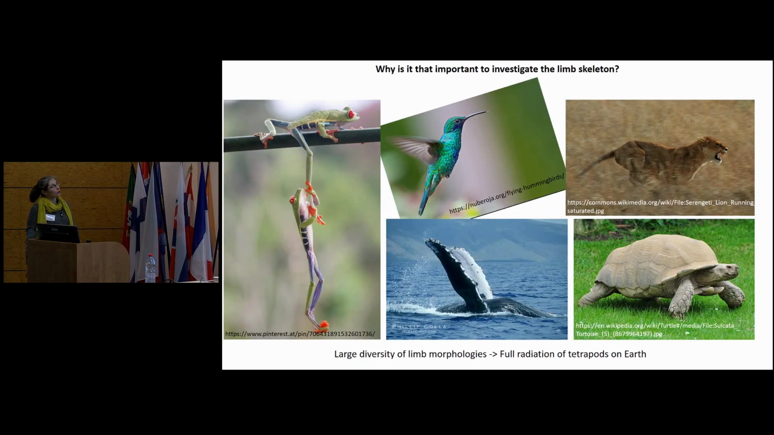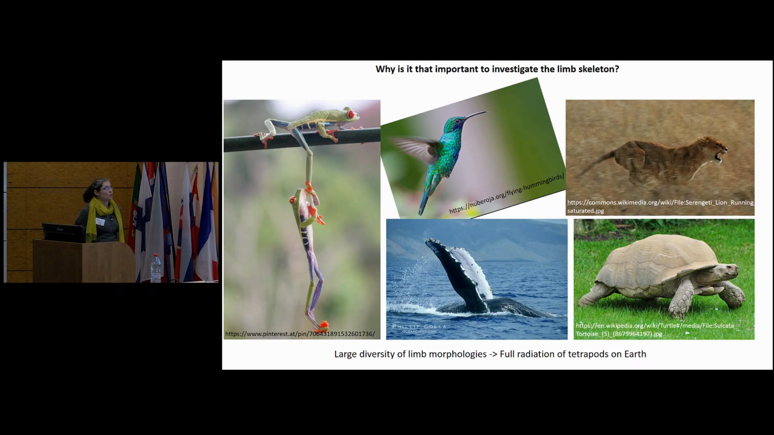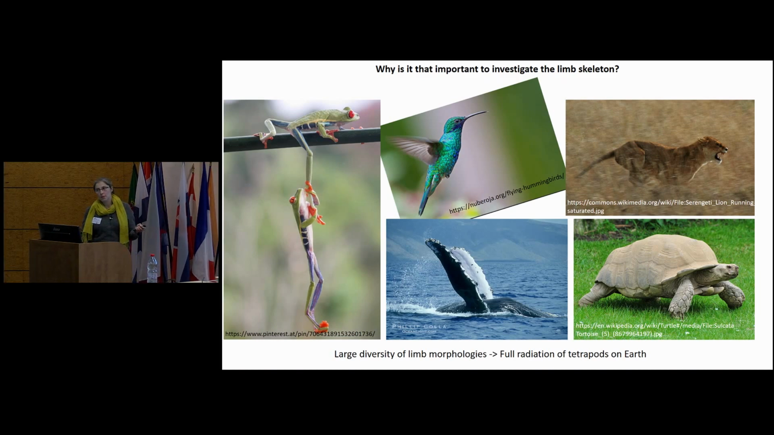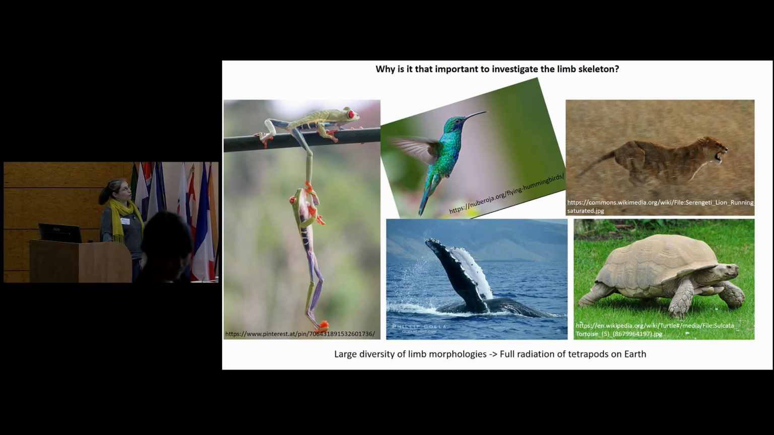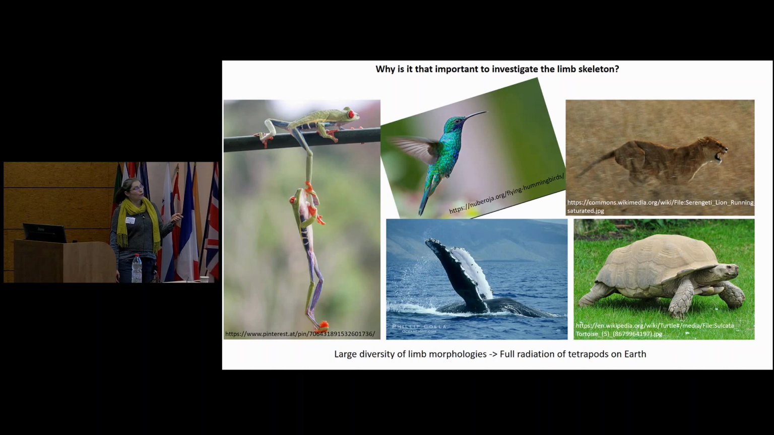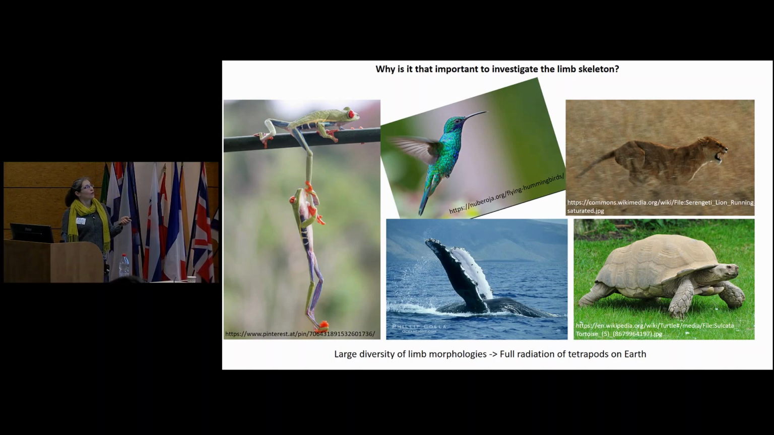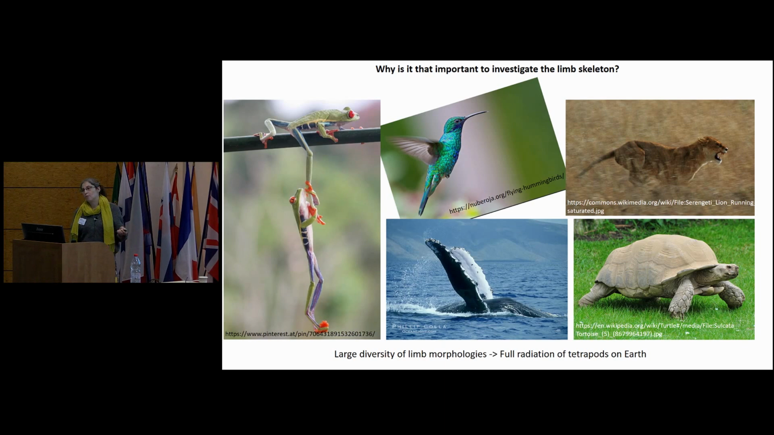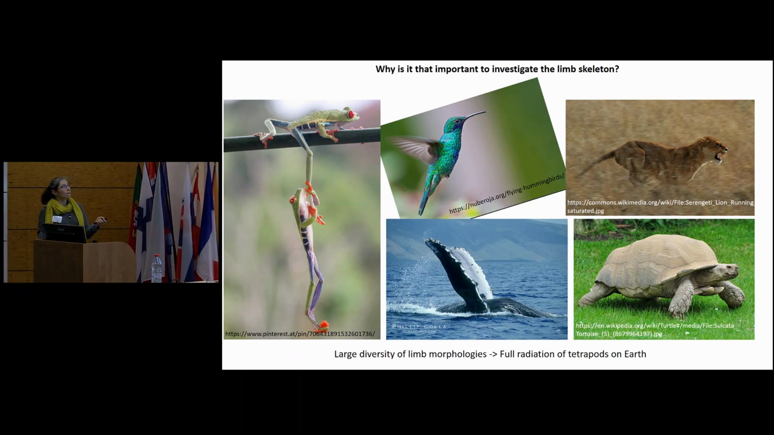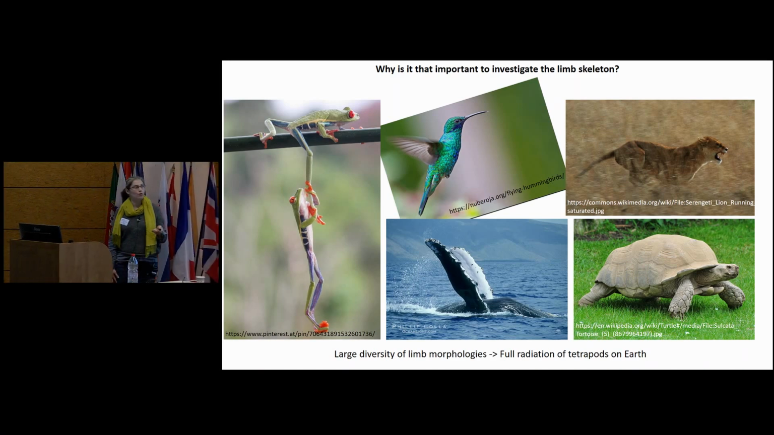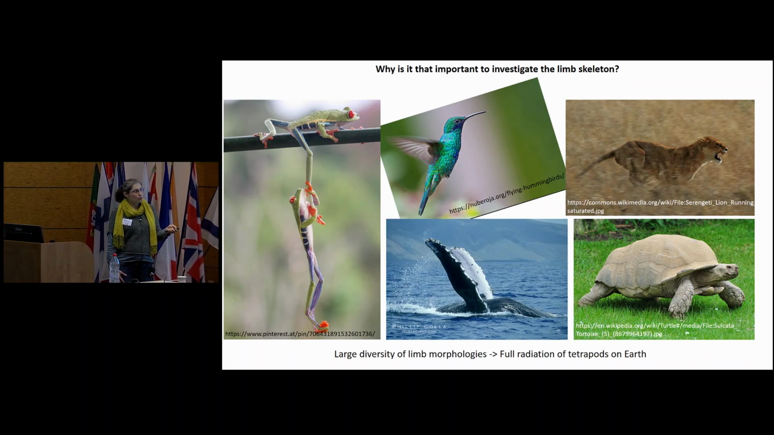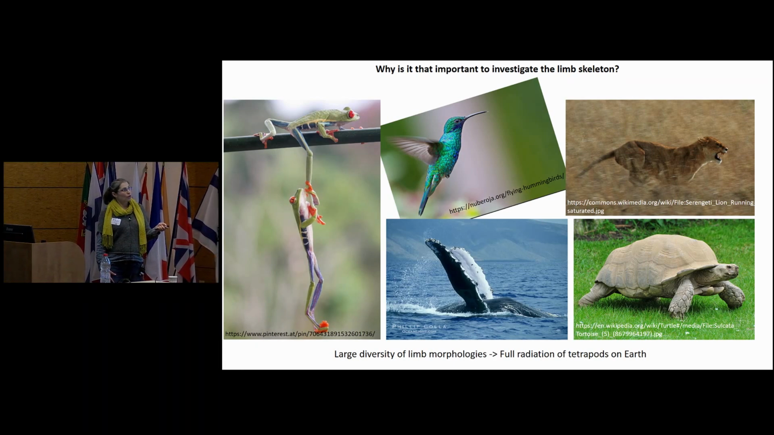As I told you, why is it that important to investigate the limb skeleton? It's really important because you have such an adaptation to all the ecosystems, all the environments. If you check, for example, the jumping limb of the frogs, or the modification of the upper limb into a wing in the birds, or into a paddle in the marine mammals, for example, the whales. It can have a strong musculature, for example, in the lion or in running mammals. Or it can have a very strong skeleton that could support a 300 kilogram shell, for example, in tortoises.